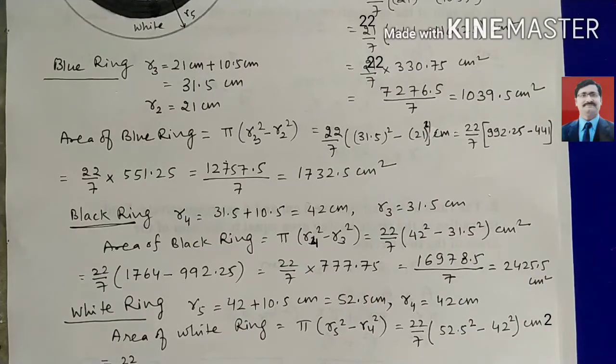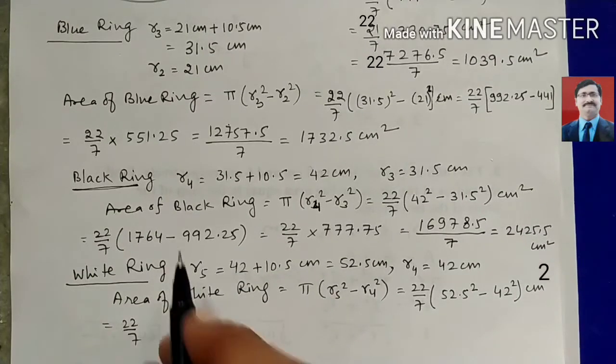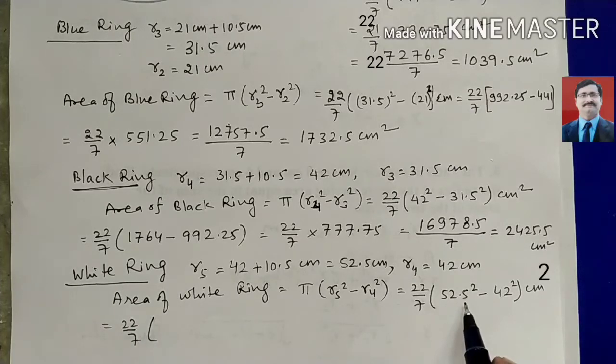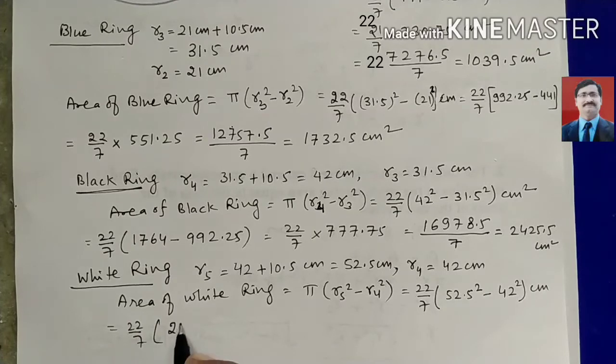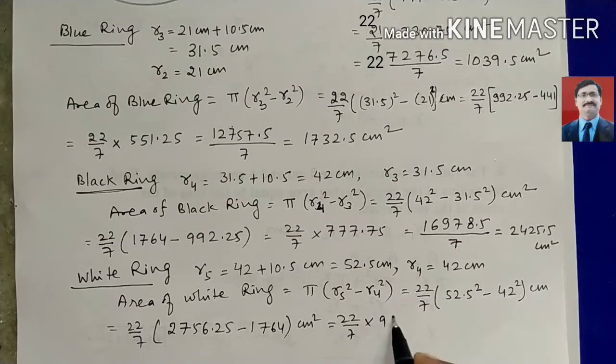This will be equal to 22 by 7 times 52.5 square, which we will do here. This we get as 2756.25, and 42 square we know already, 1764, in centimeter square. We subtract this and get 992.25. This we multiply and cut by 7, and we get 3118.5 centimeter square.